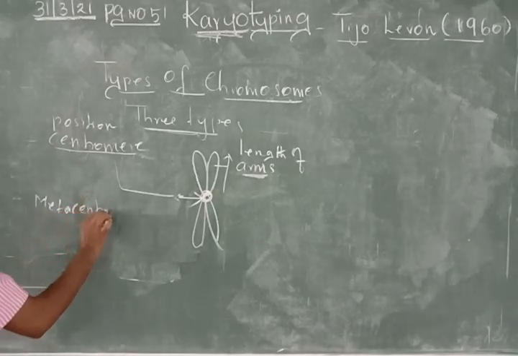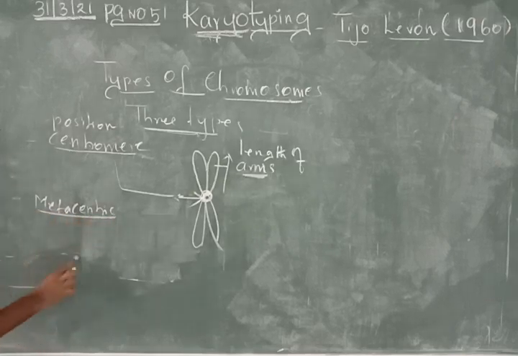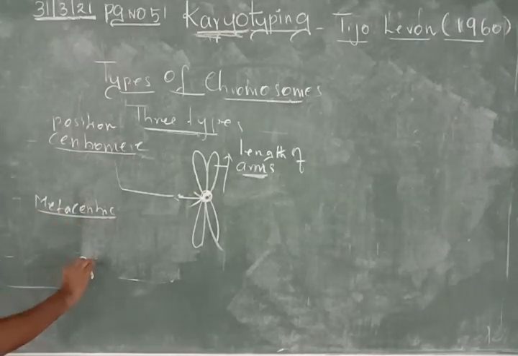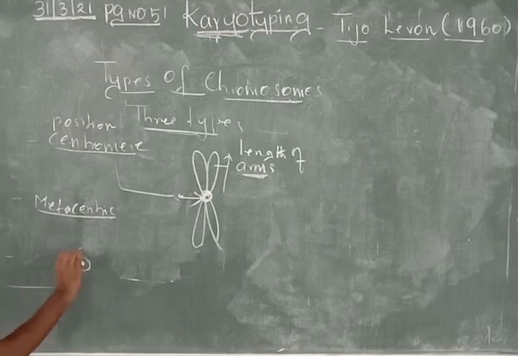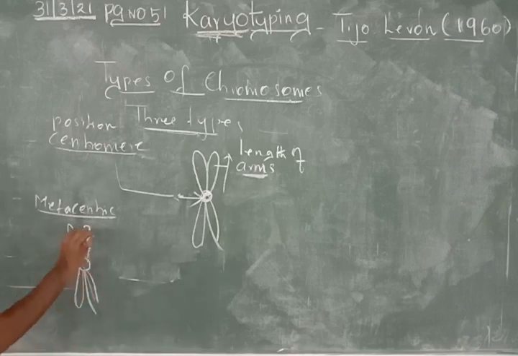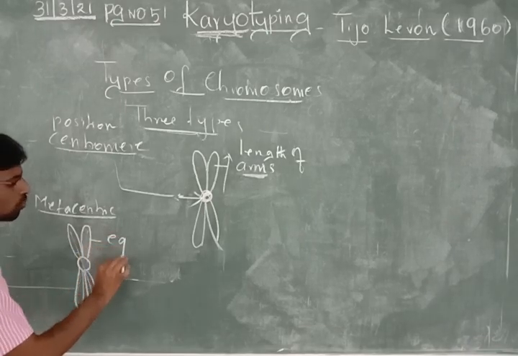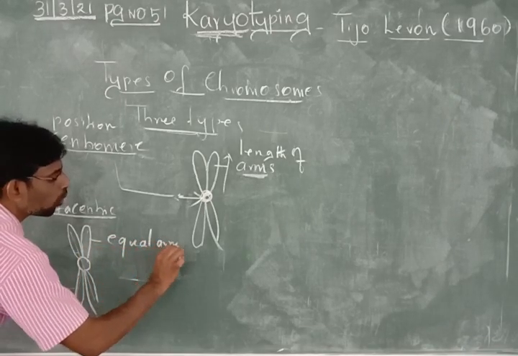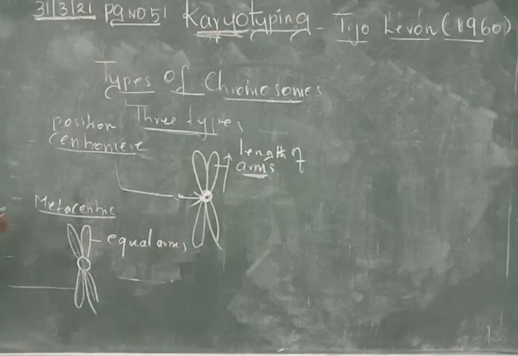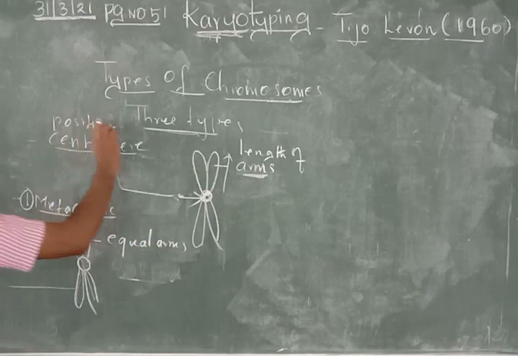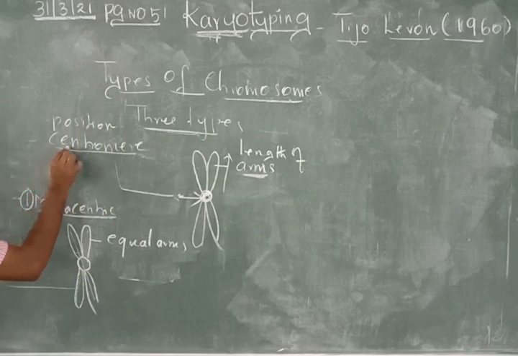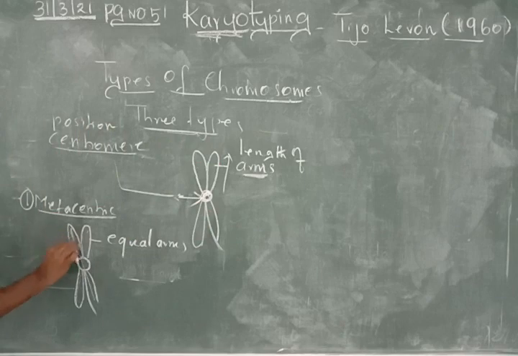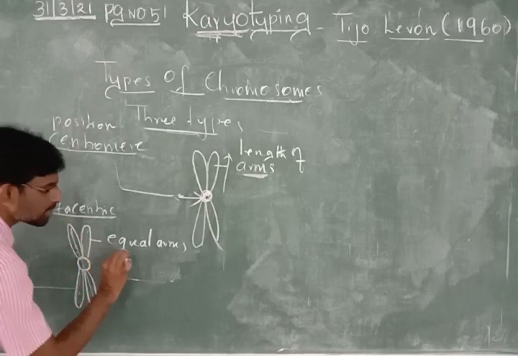So metacentric. It is metacentric in the sense the centromere is positioned in the center, and the 2 arms are equal. So see, this one arm and this is another arm. So this is one and this is one. So the arms are equal. So that is what metacentric is. This is the first chromosome. The centromere is positioned in the center and the 2 arms are equal, so it is called metacentric.